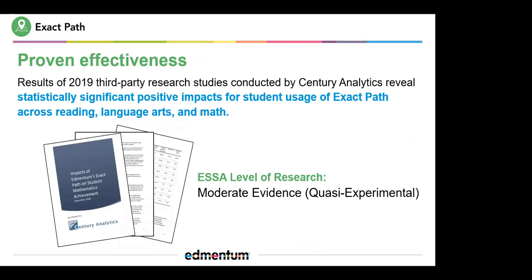So how do we know all this works? Well, third-party research done by Century Analytics, which we can forward to you, showed through a quasi-experimental study that ExactPath showed moderate evidence of being the cause for growth in the classroom. This means that when ExactPath is being used in the classroom, along with other instructional strategies, it is very likely that ExactPath was a cause for growth that students experienced. Basically, we know it specifically has a direct impact on growth.